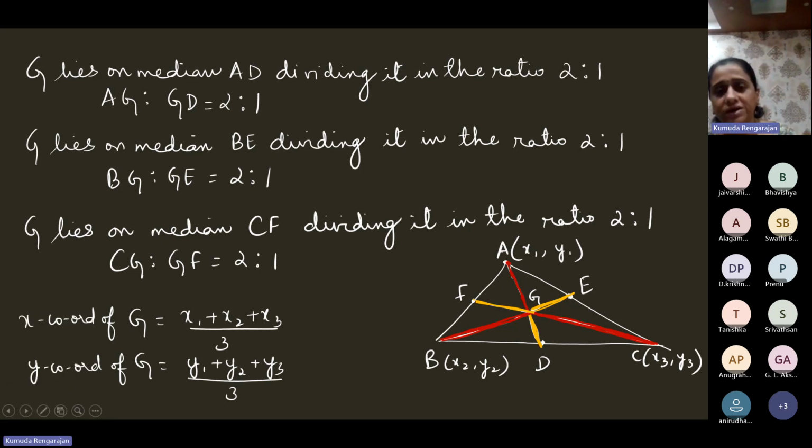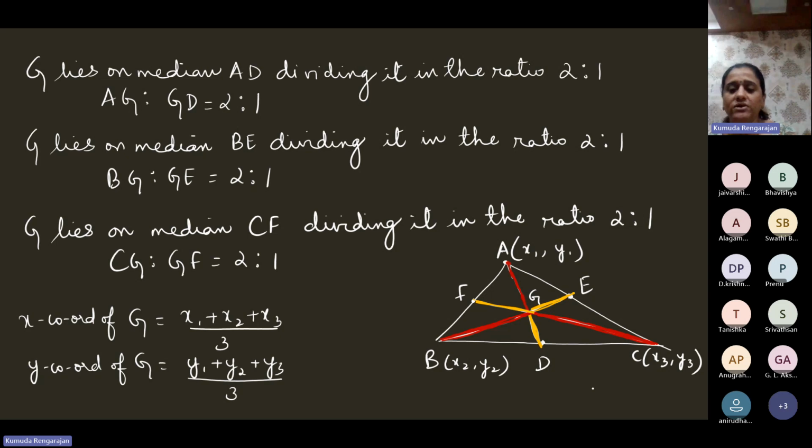So the centroid divides the median in the ratio 2:1, because the centroid lies on every median, right? Every median, the centroid lies. So the centroid is the point of division. It divides the median in the ratio 2:1. And how do we find the coordinates of the centroid?